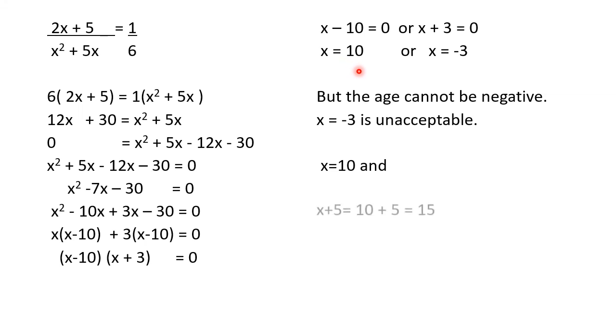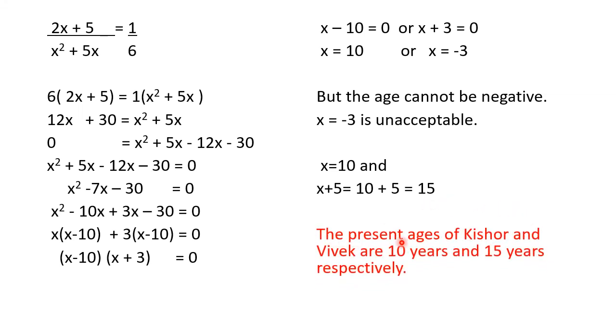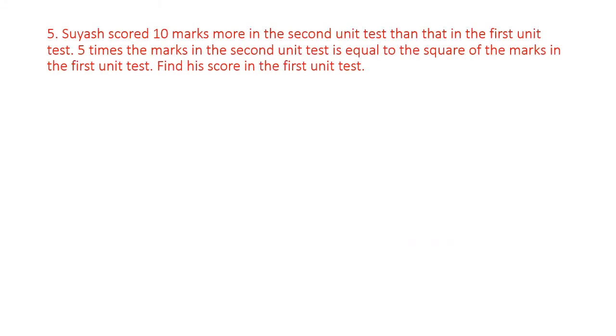So what is the other age? X plus 5, which is 10 plus 5, which is 15. Okay. So we write down the present ages of Kishore and Vivek are 10 years and 15 years respectively. Okay. So I hope this fourth sum was very clear to you. Let us go towards the fifth sum.